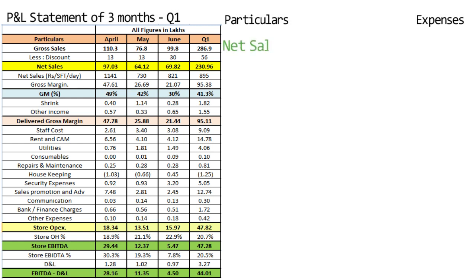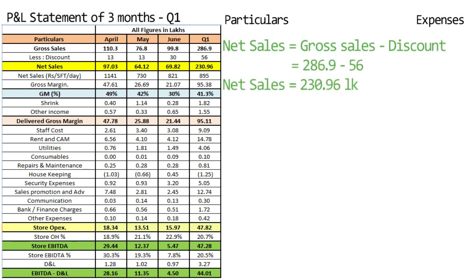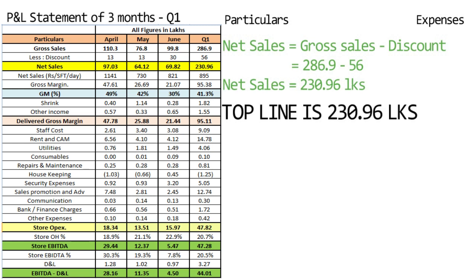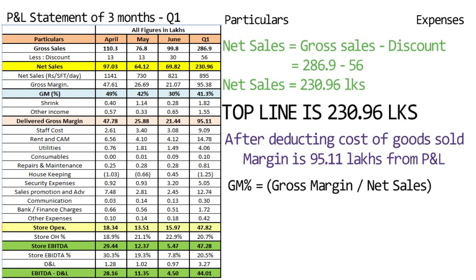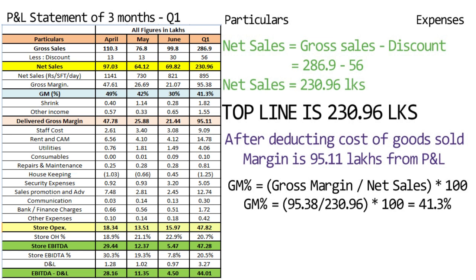So now let us understand what is net sales. Net sales is the difference between gross sales and the discount provided. Here the gross sales is 286.9 lakhs and the discount given is 56 lakhs. So the net sales will be gross sales minus discounts, that is 230.96 lakhs. This 230.96 lakh is also called as a top line. After removing the cost of goods sold, the margin we have obtained is 95.38 lakhs. That is gross margin is 95.38 lakhs, which is 41.3%. Gross margin percentage is calculated by gross margin divided by net sales into 100, which will be 41.3%.